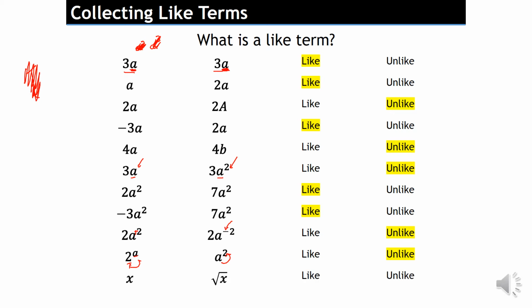Oh, sorry, there's one more. So x and square root of x. So these are unlike. So even though the letter's the same, we can't add them because their indices are different. So this one's been square rooted. Because we don't know what x is, we can't do anything with that.